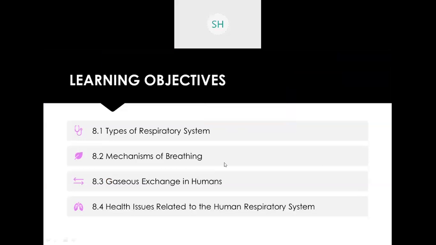And the second one is the mechanism of breathing. We are going to learn what are the similarities and also the differences in the mechanism of breathing in humans, frogs, insects, and also fish. And the third one is the gases exchange in humans. We are going to learn how the gases exchange happens in humans. And the last one is the health issues related to the human respiratory systems.